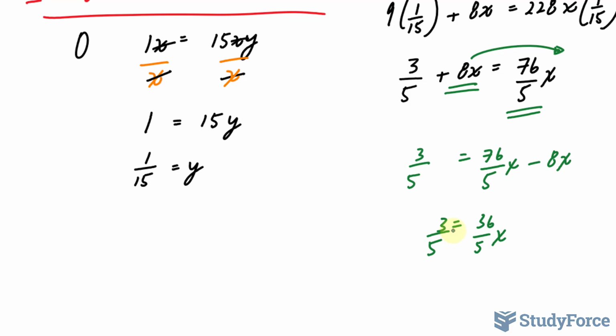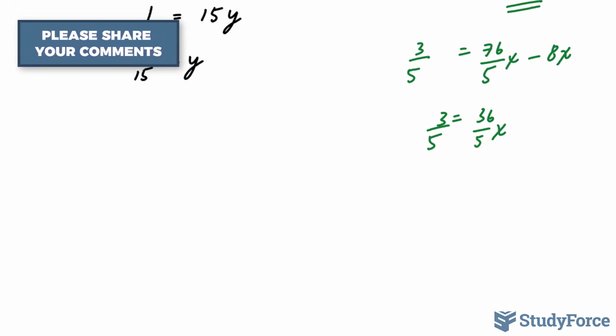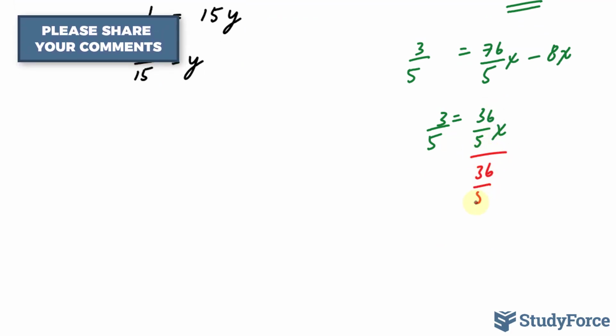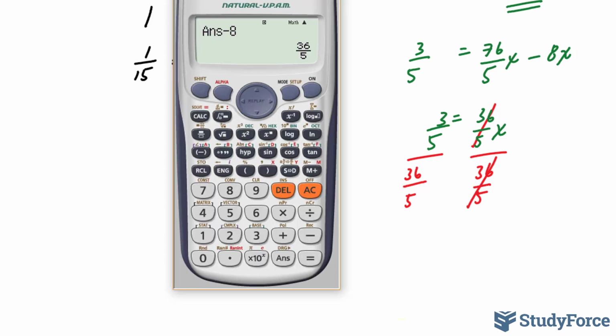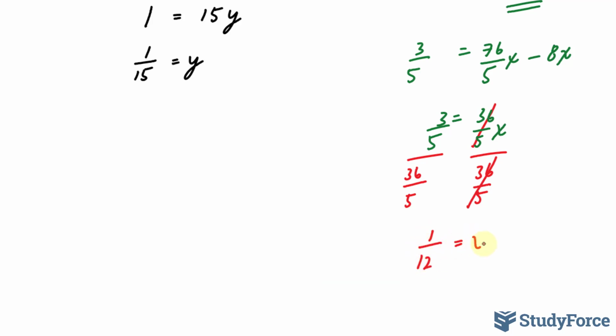And remember, the whole goal was to find out what our x coordinate was. So this time we isolate for x by dividing both sides by 36 over 5. That cancels this out, leaving us with this quotient over this quotient on the left side. 3 over 5 divided by 36 over 5 gives us 1 over 12. Therefore, a point of intersection is at 1 over 12 and 1 over 15 for this nonlinear system of equations.